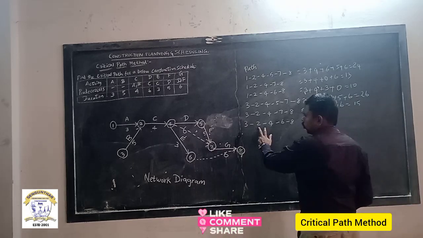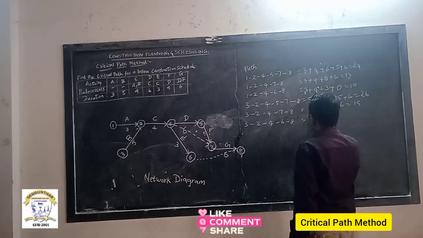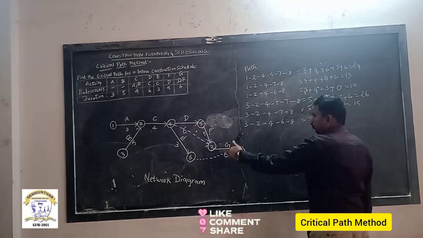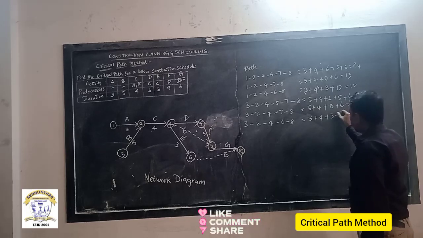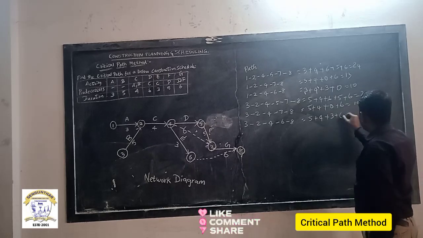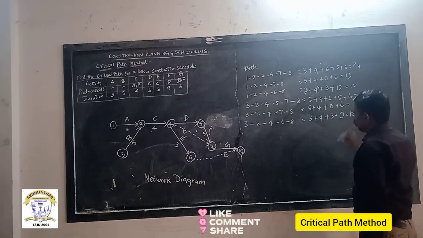Next, 3 to 2, the respective duration is 5. 2 to 4, the respective duration is 4. Then 4 to 6, the respective duration is 3. And finally 6 to 8 is a dummy activity, so that is 0. So 5 plus 4, 9. 9 plus 3, 12.